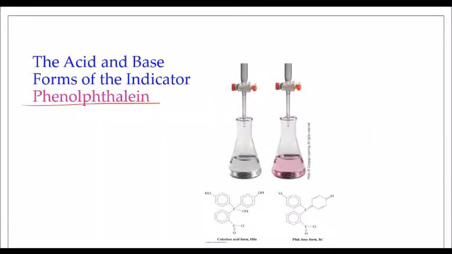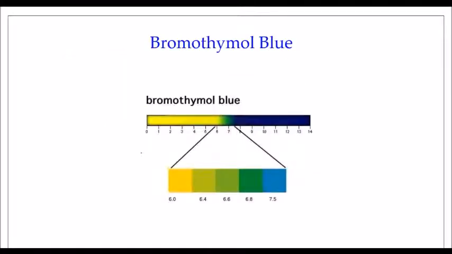Phenolphthalein turns pink when it's basic. So this is the basic form, and the acid form is just clear. Bromothymol blue has 3 colors. In acid, it's yellow, in base, it's blue, and then right around 7, it does turn green. It turns green for just a moment.